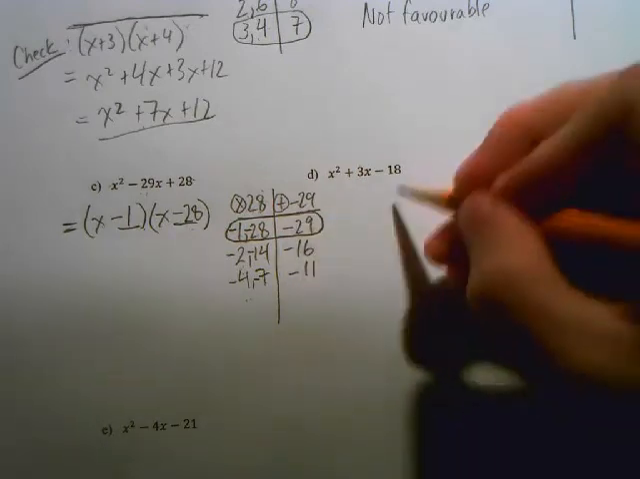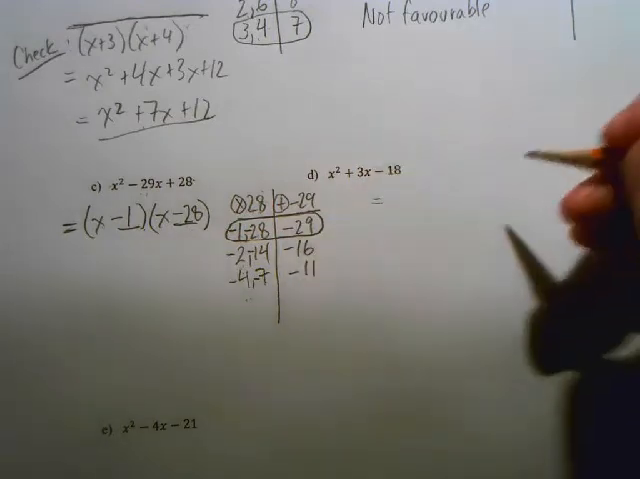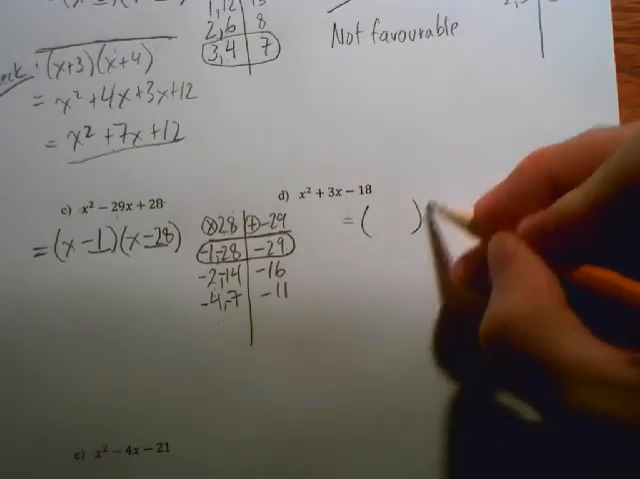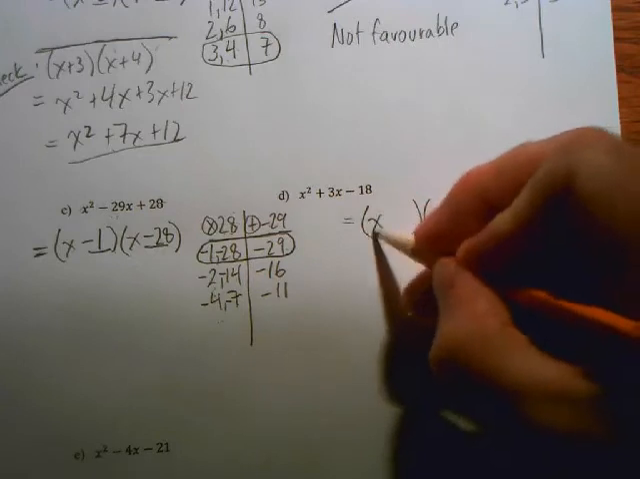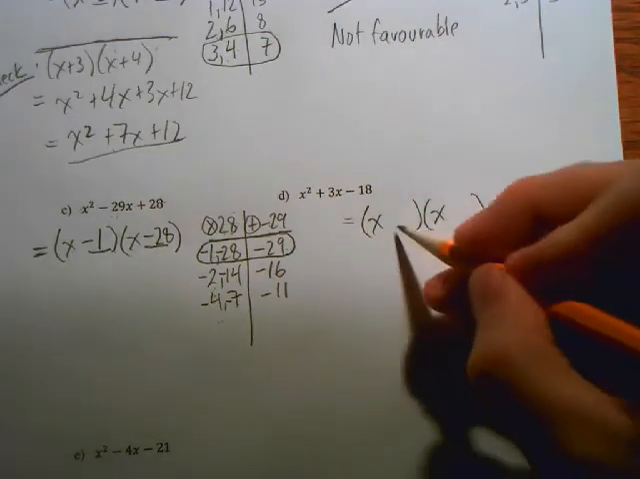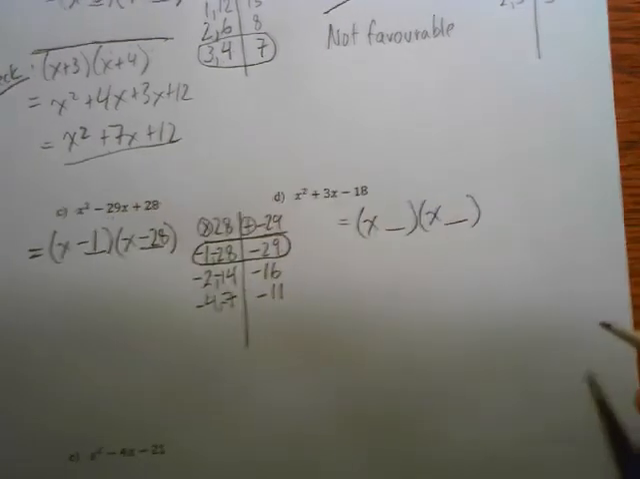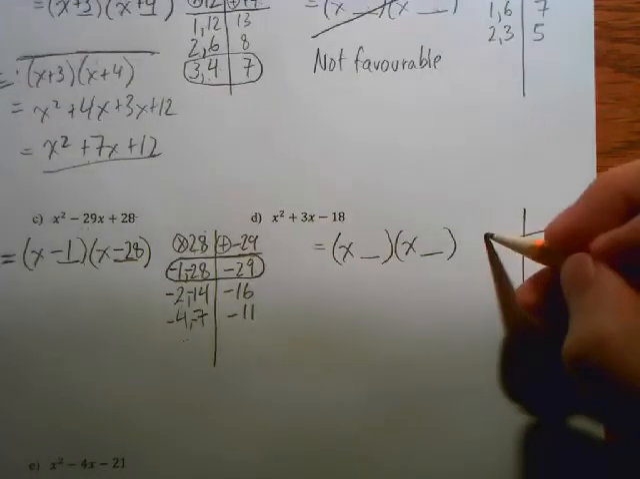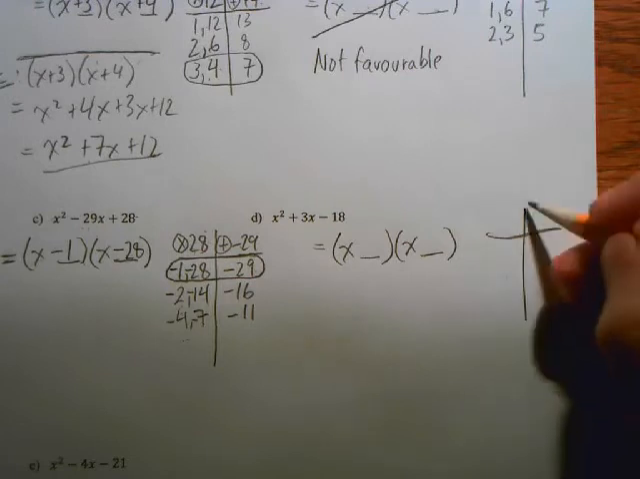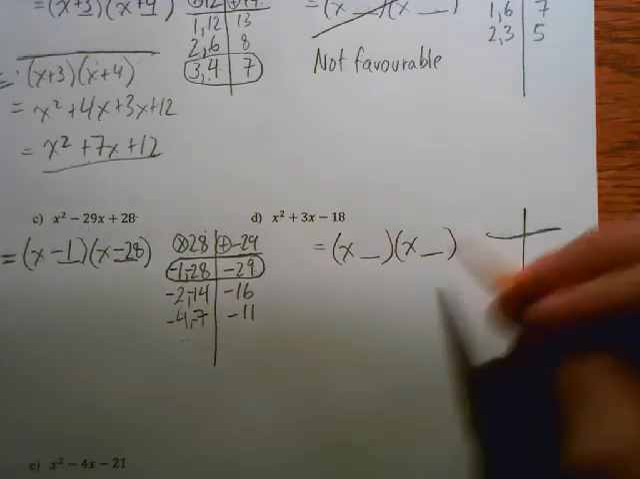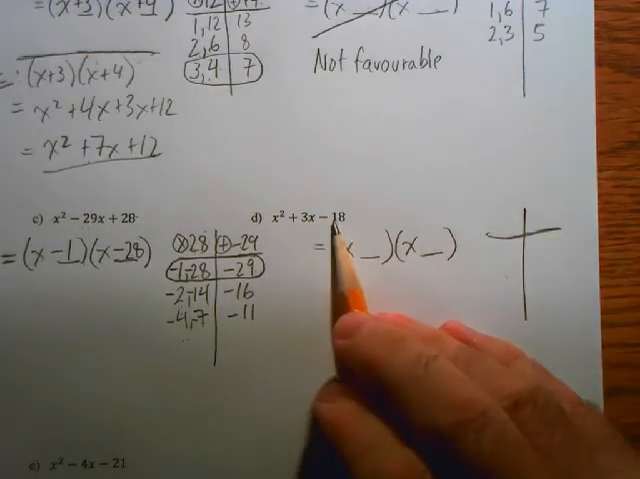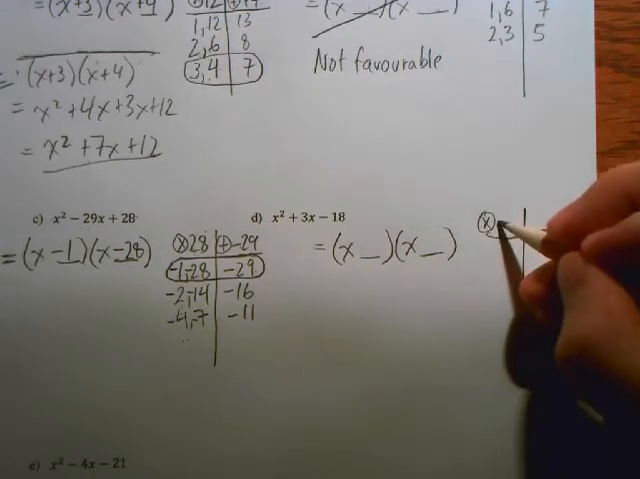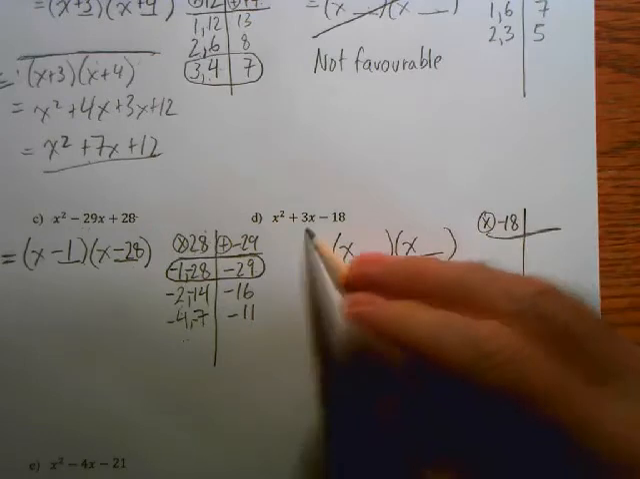Okay, so let's try this one here. X squared plus 3x minus 18. So let's build our brackets. Starts with x's. There's the 2 mystery numbers. Okay, here's our t-chart. You can know why it's called a t-chart because it looks like a t. And the first thing we know, the 2 mystery numbers multiply to negative 18 and they add to positive 3.